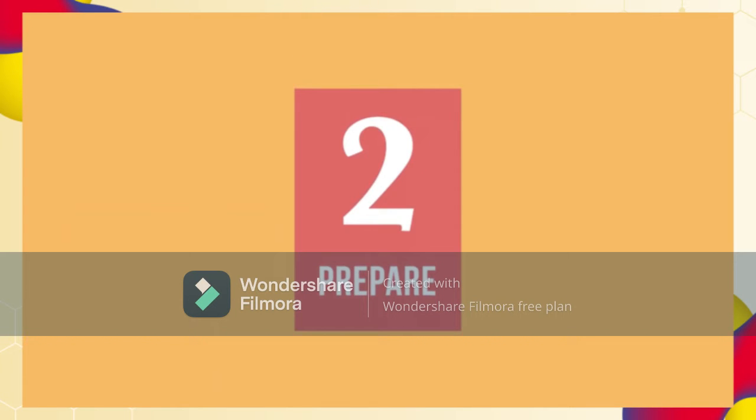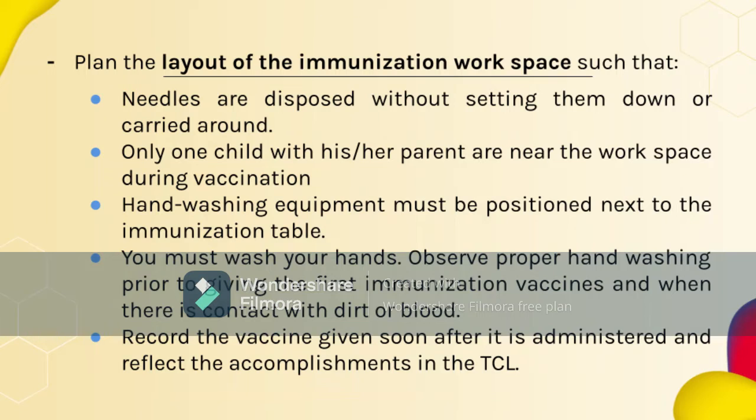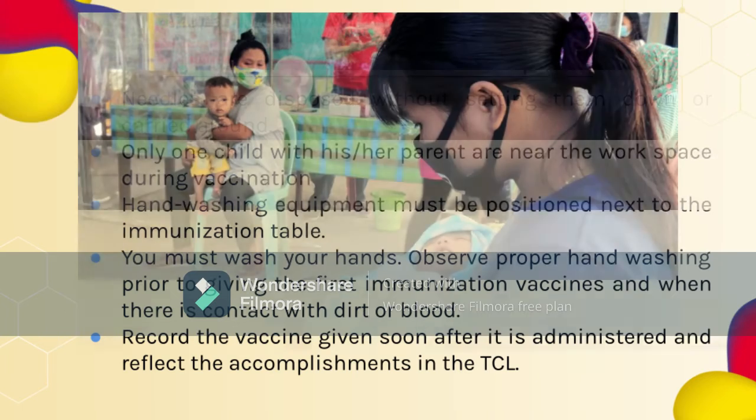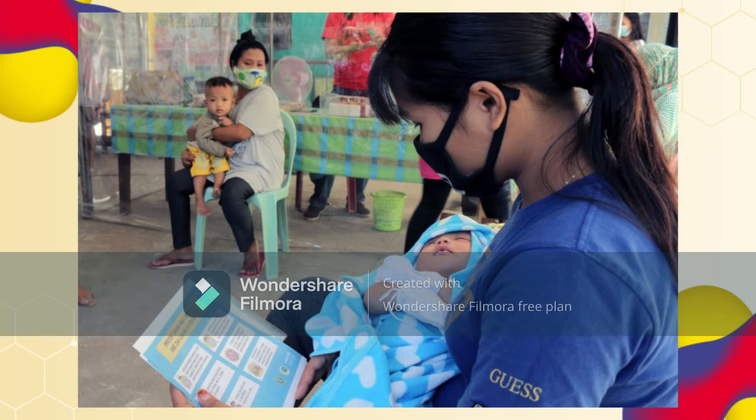Plan the layout of the immunization workspace such that needles are disposed without setting them down or carried around. Only one child with his or her parent are near the workspace during vaccination. Hand washing equipment must be positioned next to the immunization table.